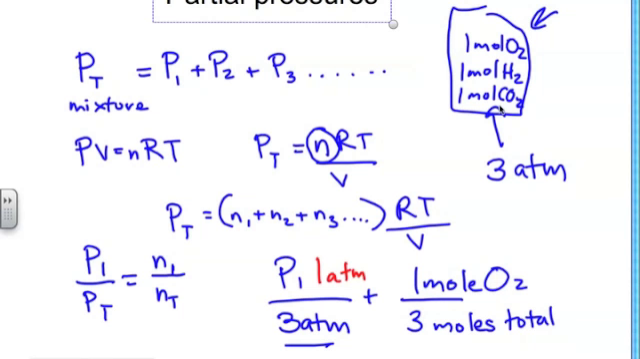Or vice versa. If you know the total pressure, for instance, let's say you knew the total pressure was 3 atm, and you knew that hydrogen and carbon dioxide both exerted a pressure of 1 each, well, then you should just subtract, and you would get the pressure of oxygen. So that is how partial pressure is used.